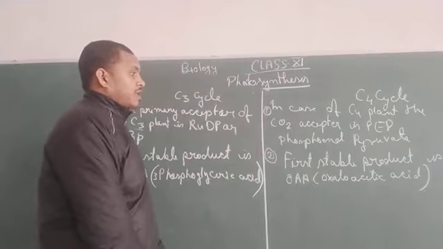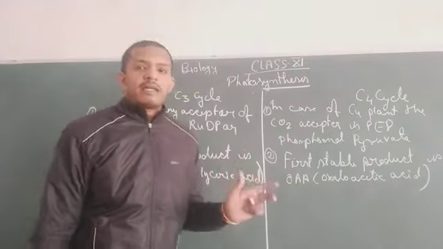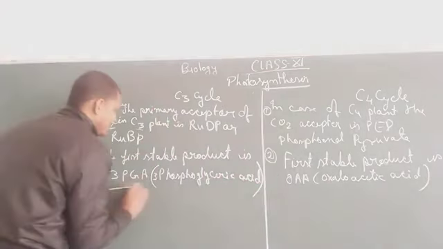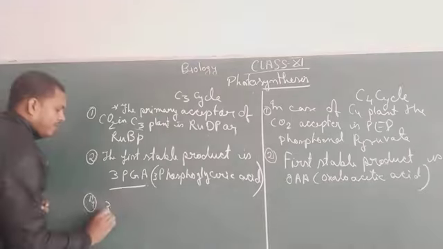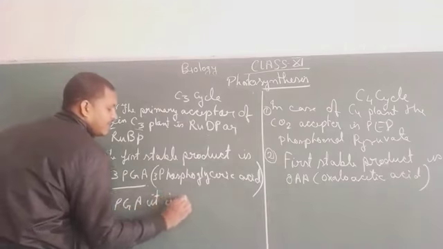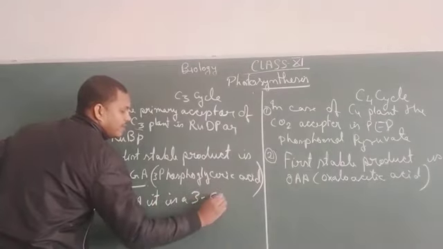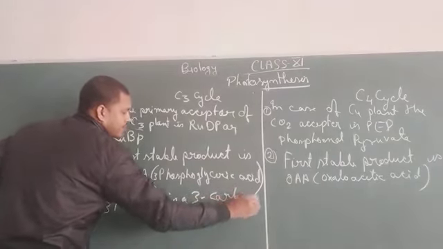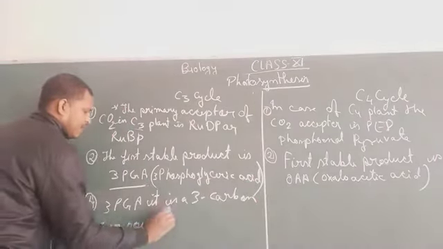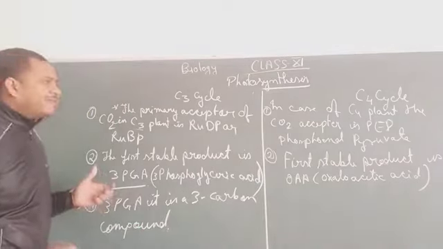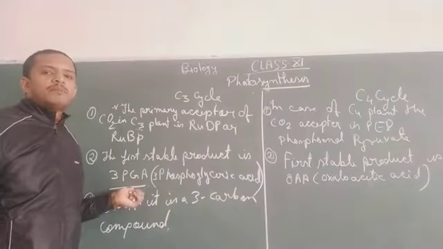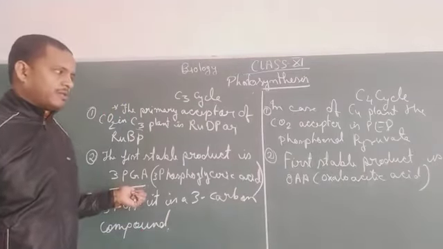Now, this is the reason why the cycle is named so. In the case of C3 cycle, the first stable product, that is 3-PGA, is a 3-carbon compound. And this is the reason why this cycle is known as C3 cycle, because the first stable product formed is a 3-carbon compound, that is 3-PGA, phosphoglyceric acid.